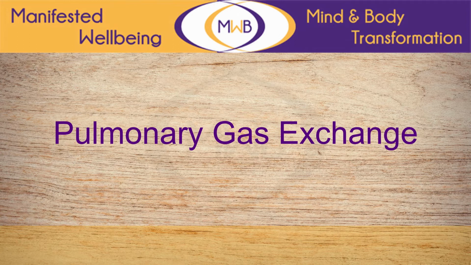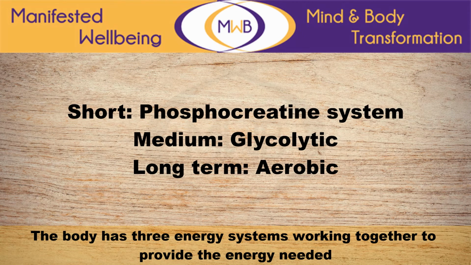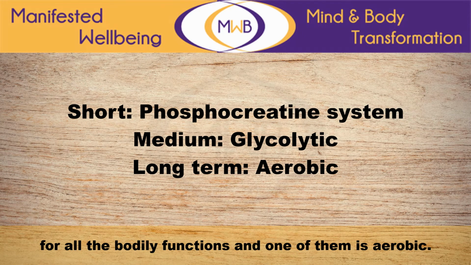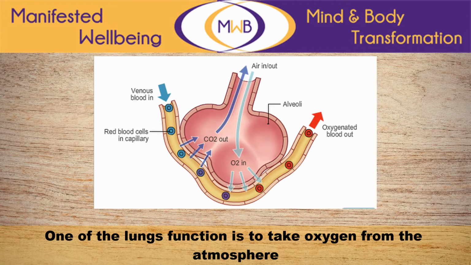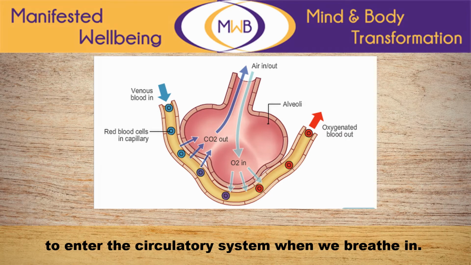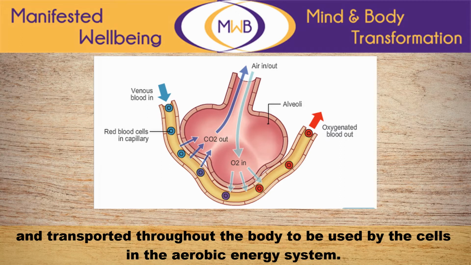Pulmonary gas exchange. The body has 3 energy systems working together to provide the energy needed for all the bodily functions, and one of them is aerobic. It needs oxygen to function and is predominantly used where there is medium to low intensity physical activity. One of the lungs' functions is to take oxygen from the atmosphere to enter the circulatory system when we breathe in. The oxygen molecules are then captured by the red blood cells and transported throughout the body to be used by the cells in the aerobic energy system.